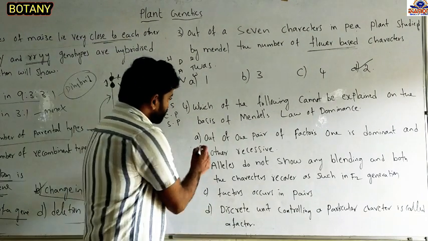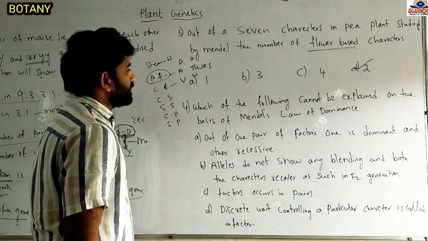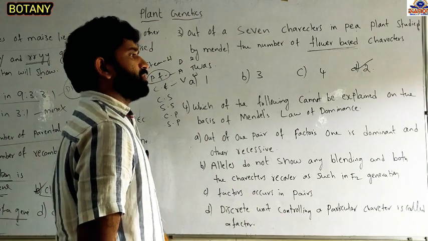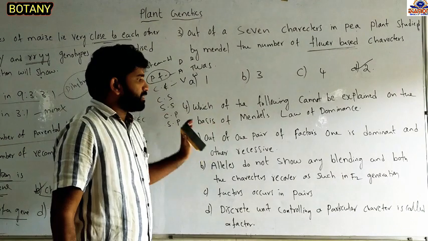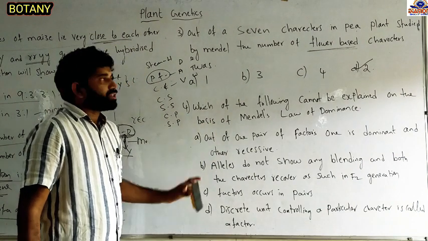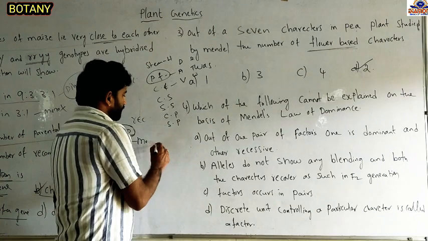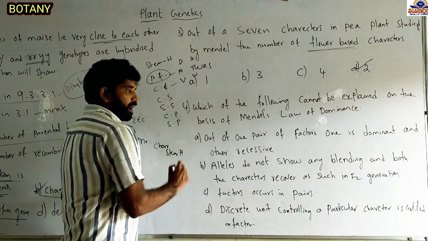Now see option A. Out of one pair of factors, one is dominant and the other is recessive. If you take any contrasting character, we have to take it as a pair. So the pair depends on, for example, if you take one character as the stem height of a plant.